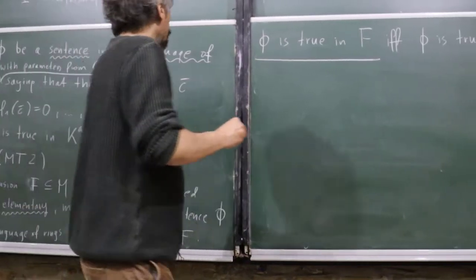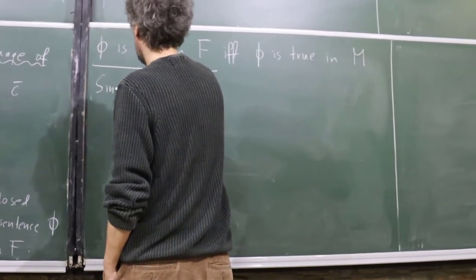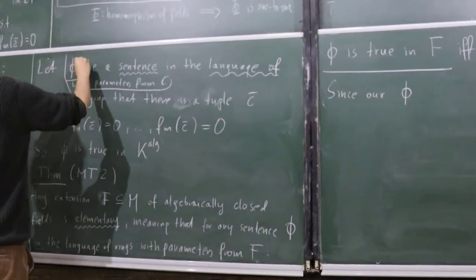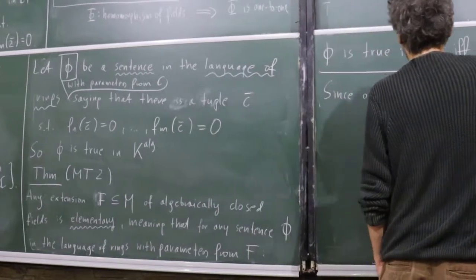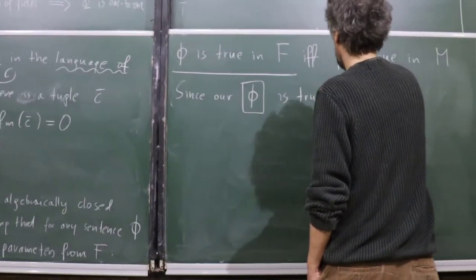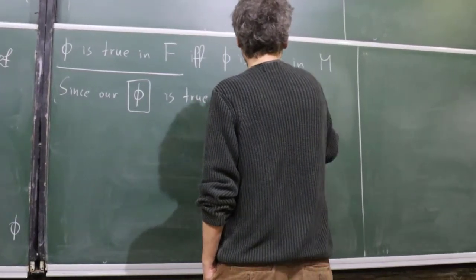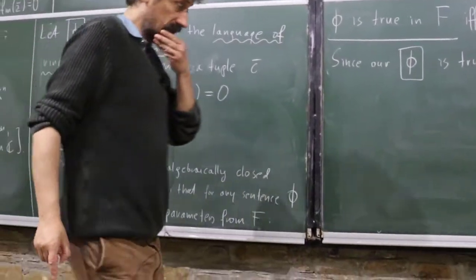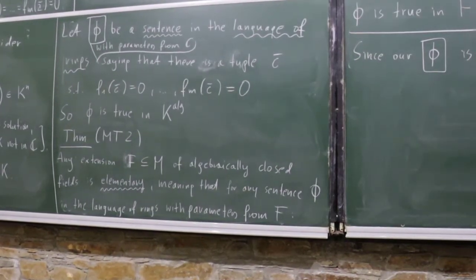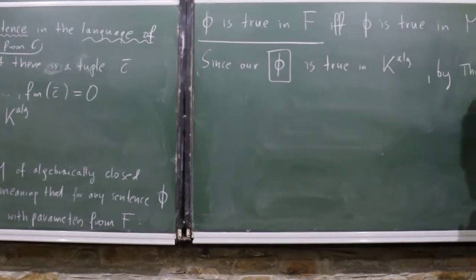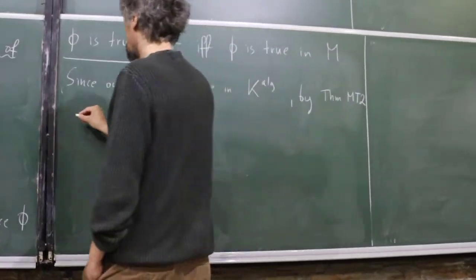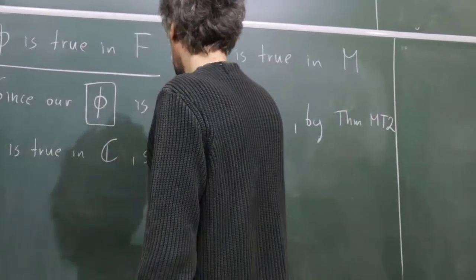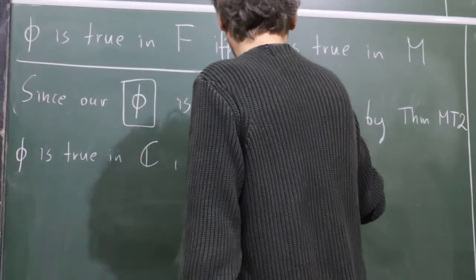So, since our phi, this one, is true in K-alge, by this theorem, MT2, it is true in C, and this is exactly Hilbert Nullstellensatz. So we have a solution.